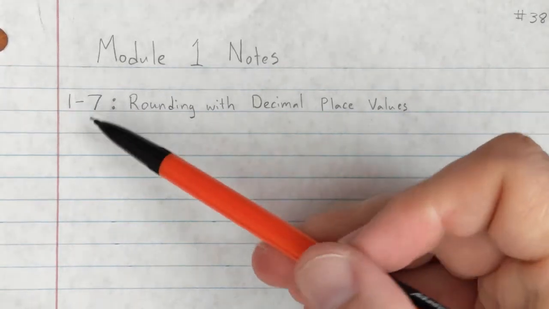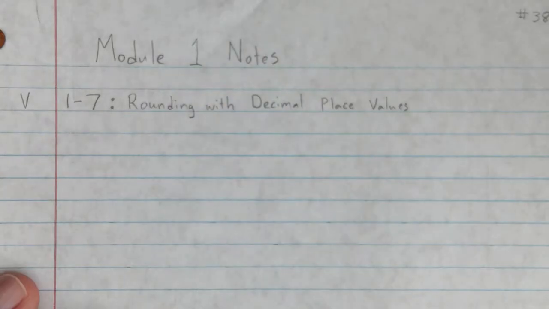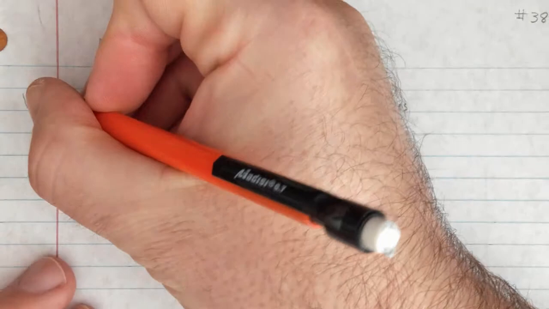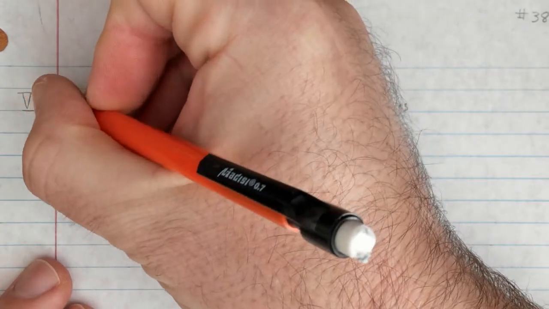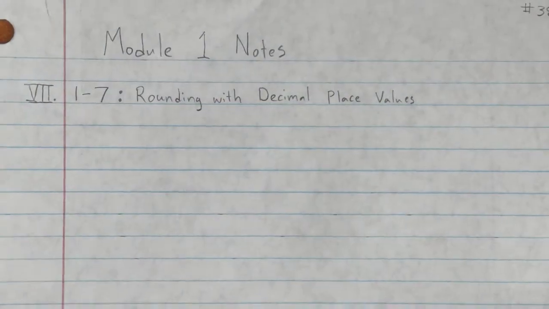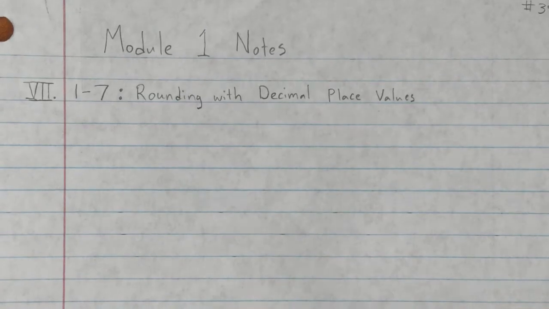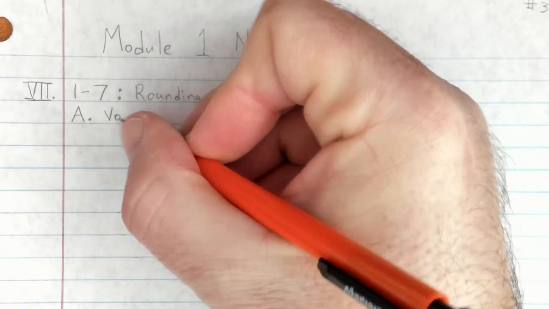Now this is lesson 7, which means we are going to start with a Roman numeral 5. There's our V for 5, and then we'll add 6, 7 onto it. So we add 2 more. 5, 6, 7. We add 2. Okay? Rounding with decimal place values, let's take a look at some important vocabulary.